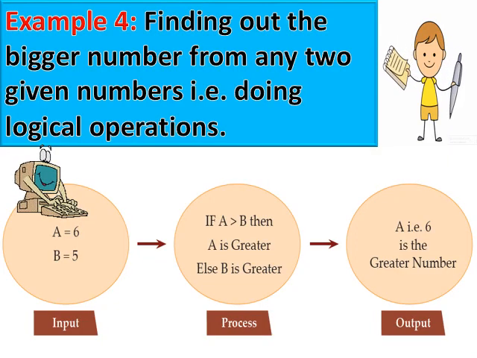Example 4. Finding out the bigger number from any two given numbers, therefore doing logical operations. Input, A is equal to 6 and B is equal to 5. Now, process, if A is greater than B, then A is greater, else B is greater. Output, A, therefore 6 is the greater number.